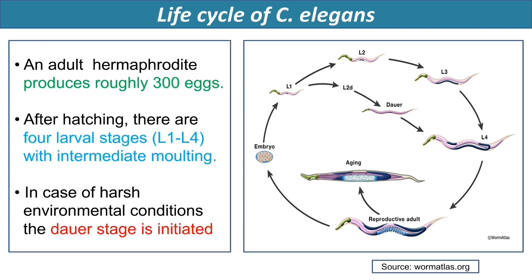At 20 degrees Celsius, C. elegans has an average lifespan of approximately 2 to 3 weeks and a generation time of approximately 4 days. So here we discussed the life cycle of the particular organism, that is C. elegans. From the next slide, we will study the vulva and its mechanism of induction.